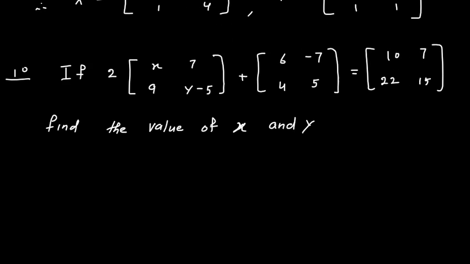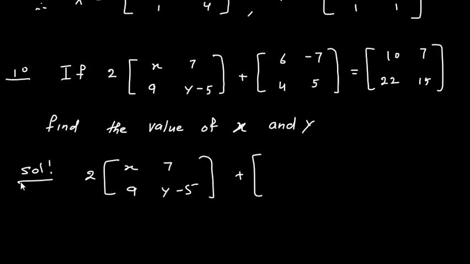Now the 10th problem is: 2 times the matrix x 7 9 y minus 5, plus the matrix 6 minus 7 4 5, is equal to this matrix 10 7 22 15. We have to find the value of x and y. So the problem is simple. You have to just add, multiply, whatever rule you know. This is x 7, this is 9, this is y minus 5. Then we have plus, here we have 6 minus 7, 4 and 5, and this is equal to, here we have 10 7 and 22 15.